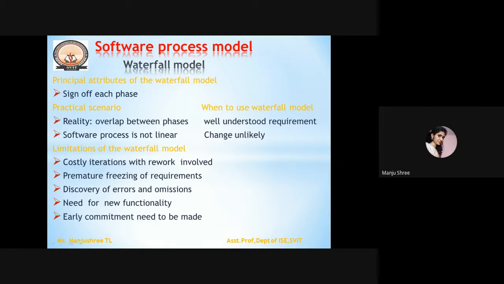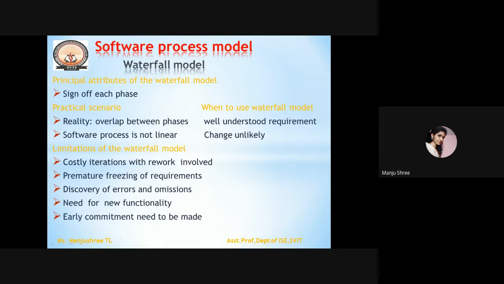So what happens here is that premature freezing of the requirements is needed, that is, freezing of all the requirements, and discovery of all the errors and omissions. There is also a need for new functionality, and early commitment has to be made before this. All these are some of the limitations of the waterfall model.